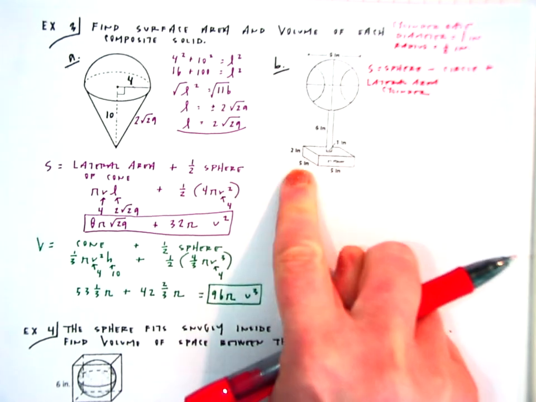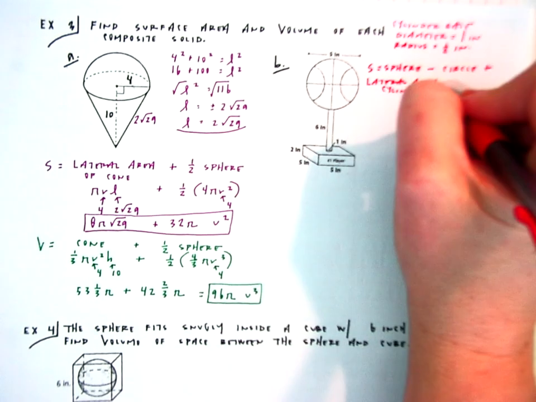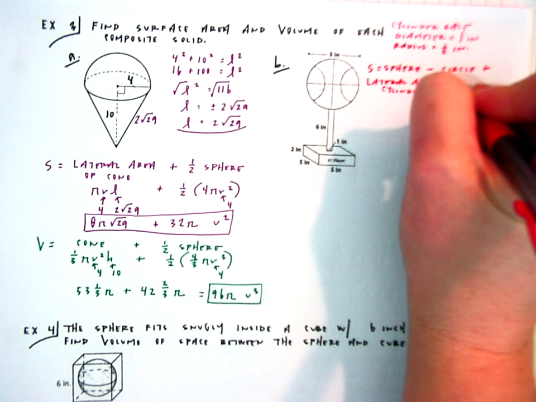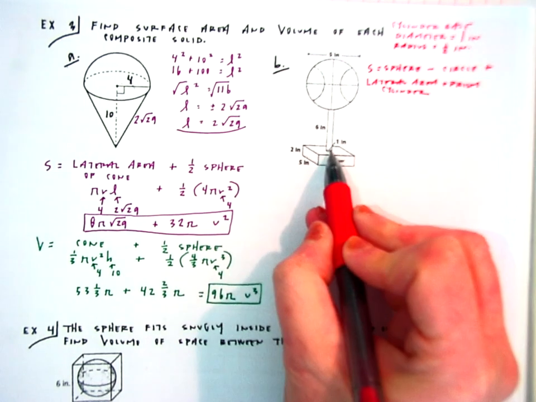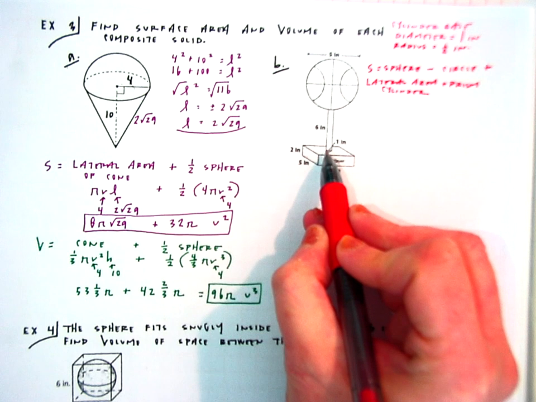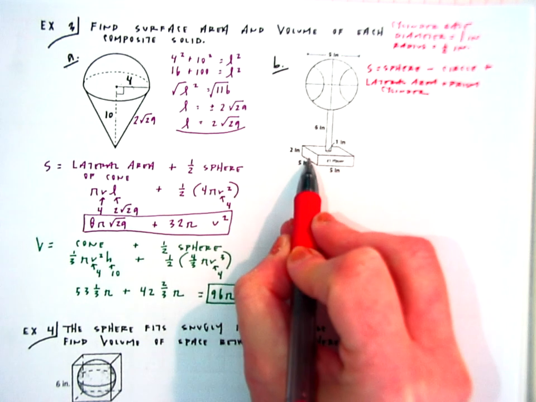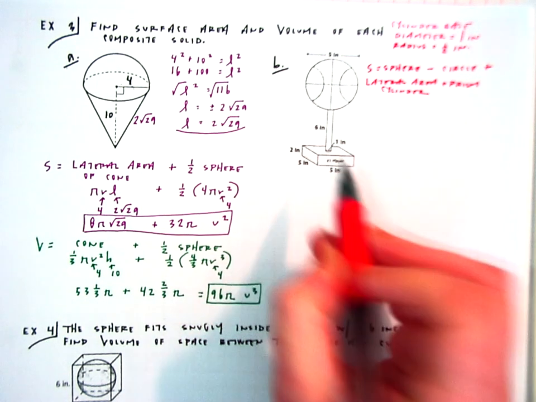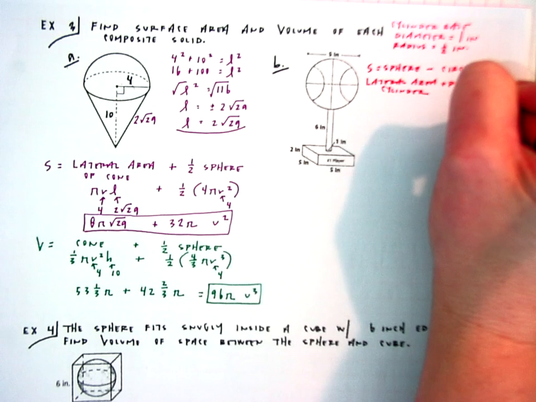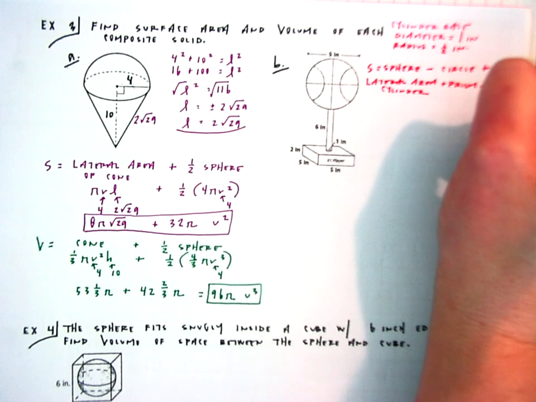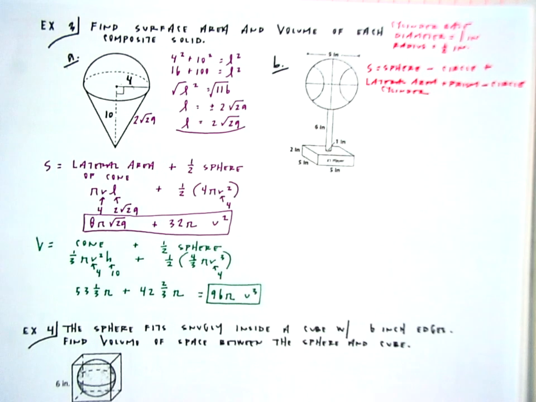Okay, and then I need to add it to the prism. But I need to take away that circle down here as well, because that part right there is not an exposed surface of the prism. So I need to take away a second circle. Okay, so I have my master plan.